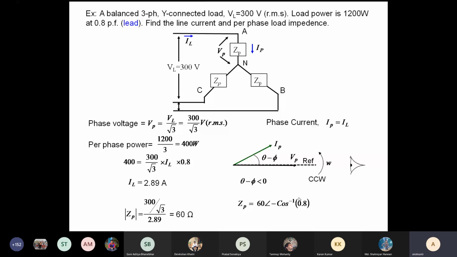Sir, how did we know that this is a capacitive circuit? You read the question. The power factor is leading, so the current is leading, that's why the load is capacitive. I have highlighted leading power factor.